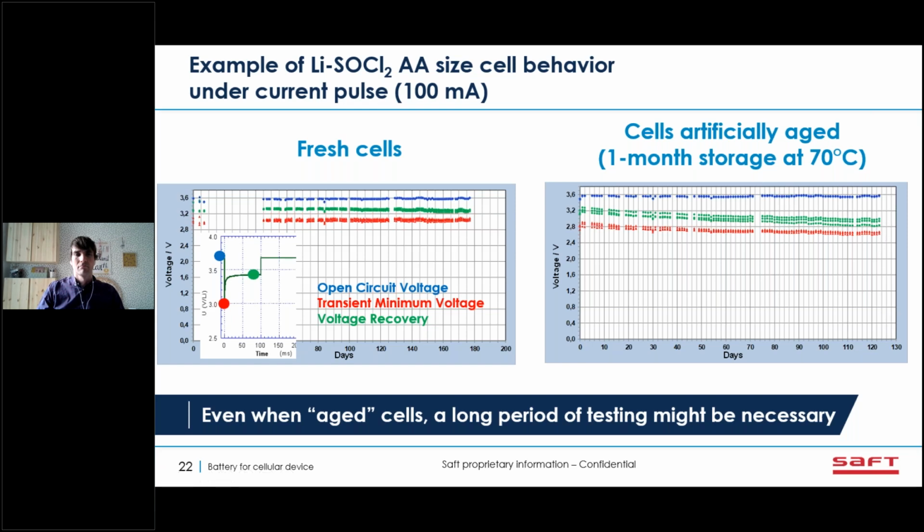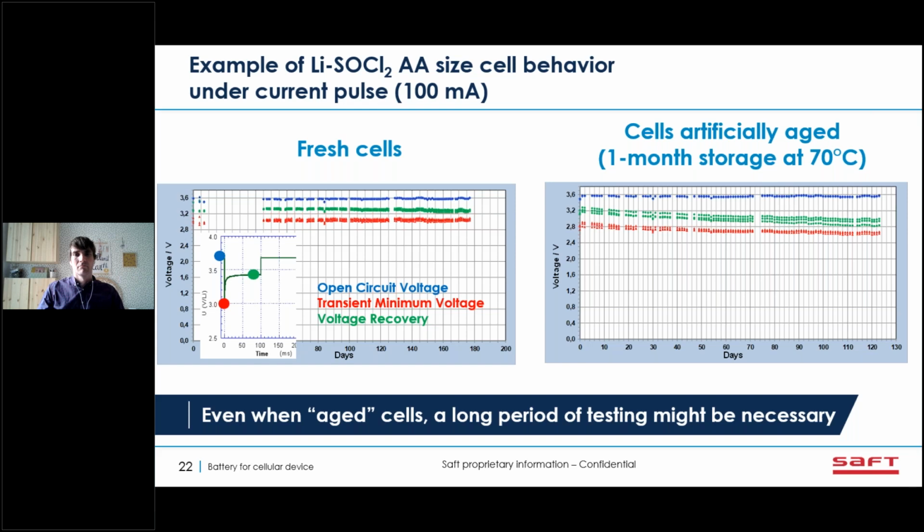And 1 month storage at 70 Celsius degrees is not a 10 years life duration in the field. So clearly, I can say that perhaps it will not be the good solution for my application. So aged cell testing might be necessary, and it will also depend on the manufacturer. This is what we have on Saft chemistry with a Saft recipe inside the tin can.